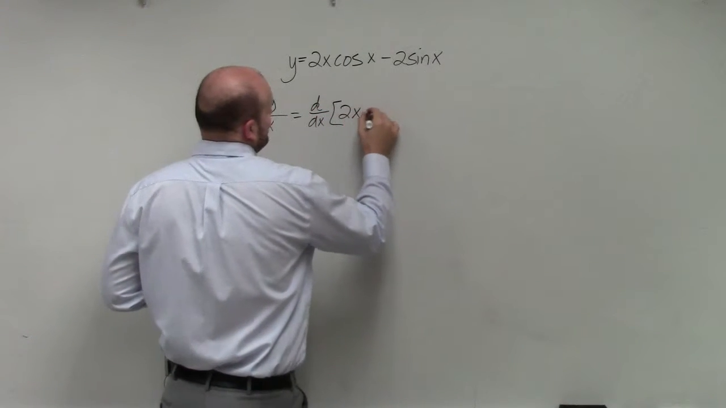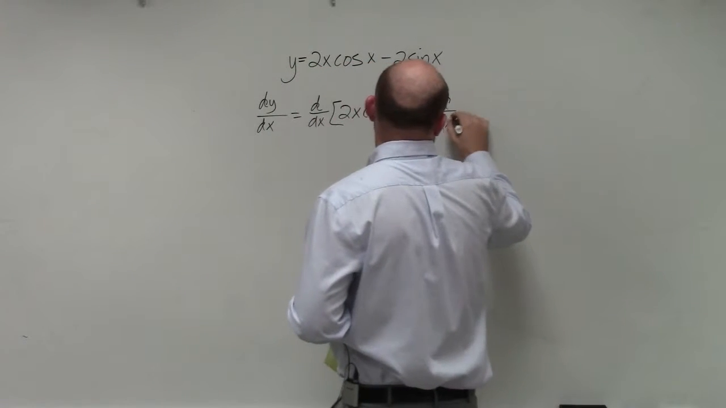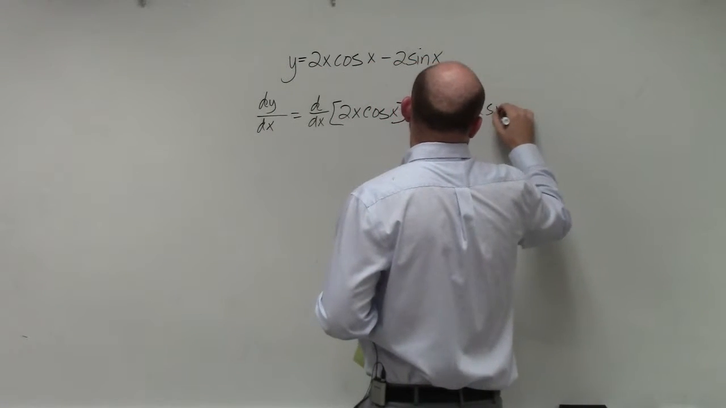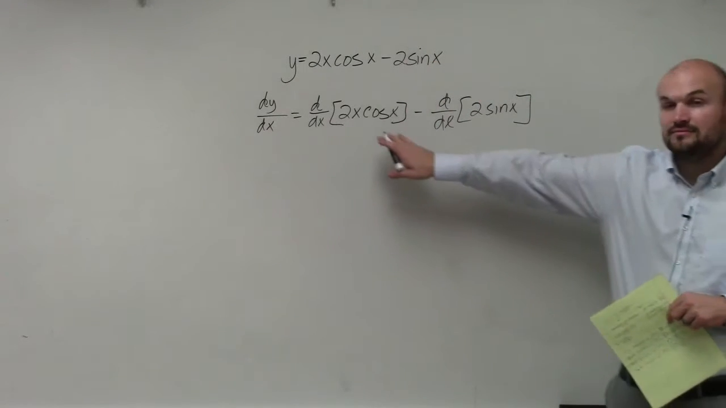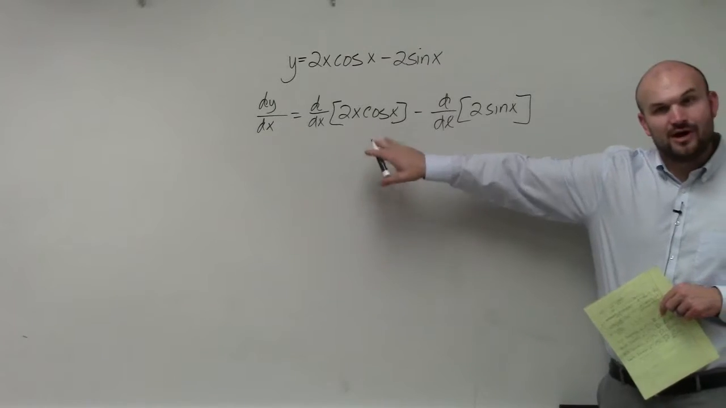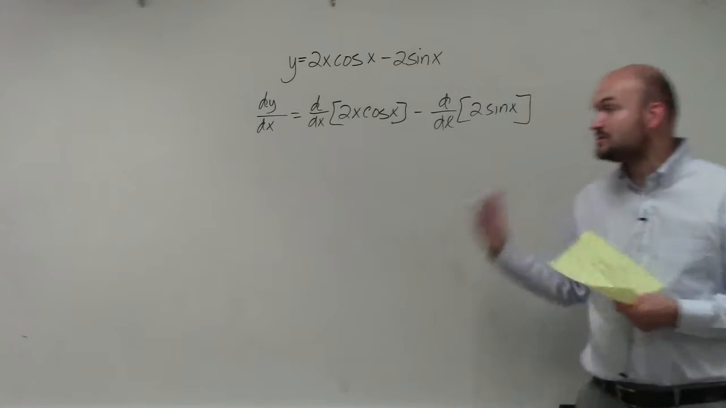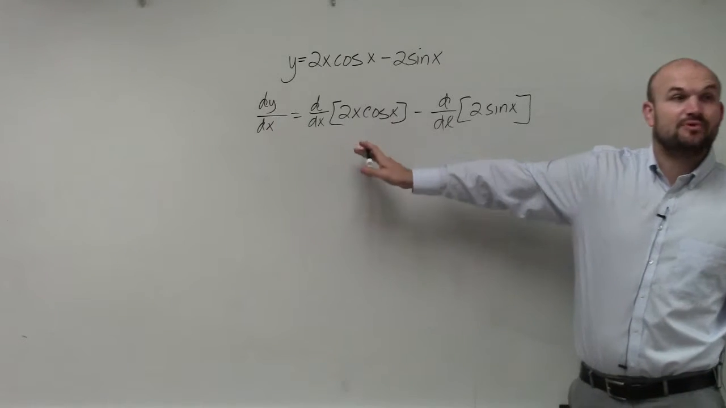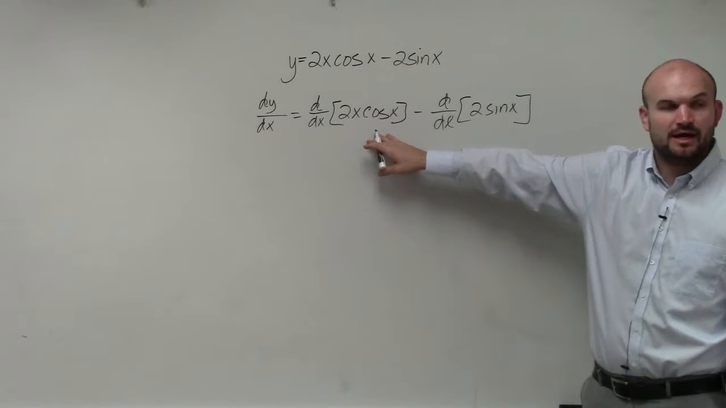So you can see that I can take the derivative of this, and then minus d over dx of 2 sine of x. However, what we notice here is that we now have the chain rule. A lot of times we're going to be doing products and quotients and so forth, but sometimes you're also going to see products within a whole expression. So now here we have to go ahead and do the chain rule.